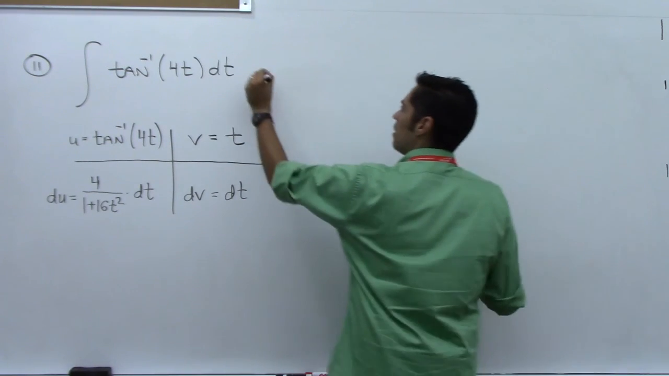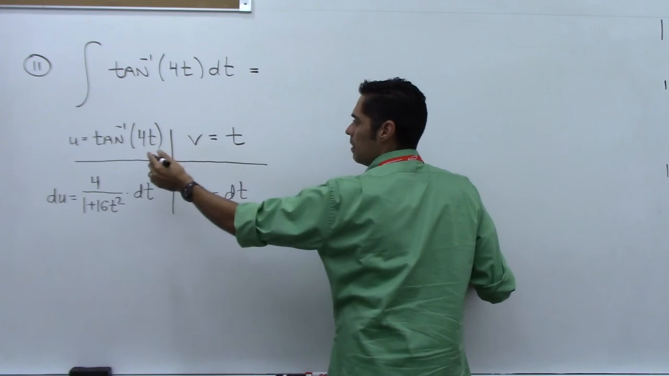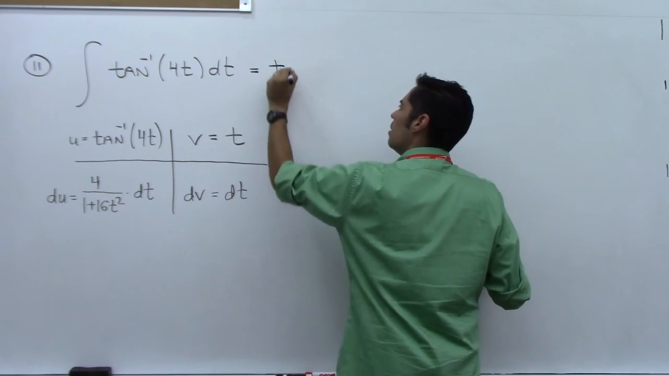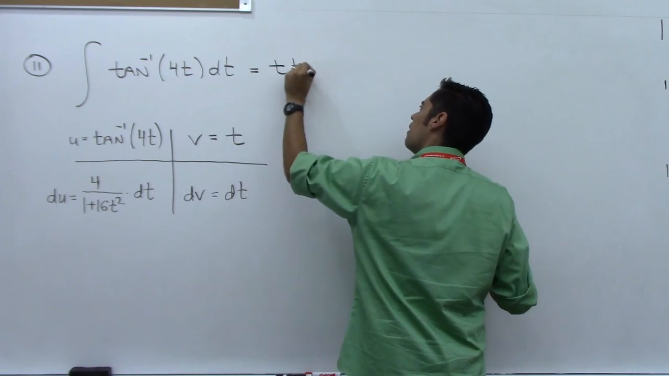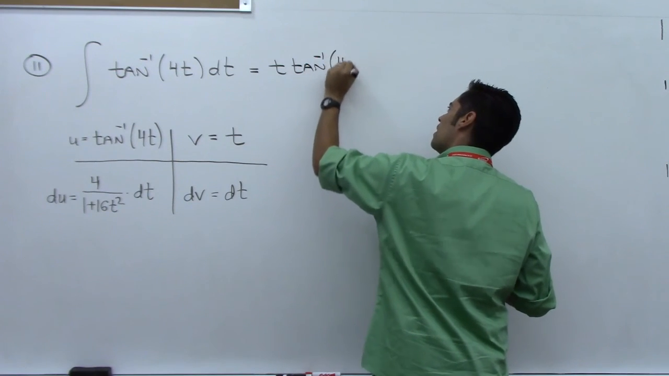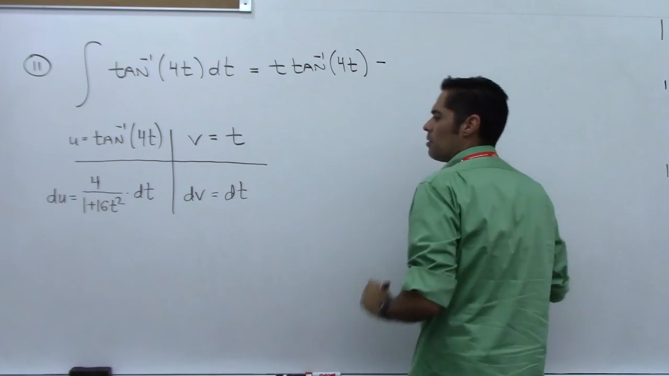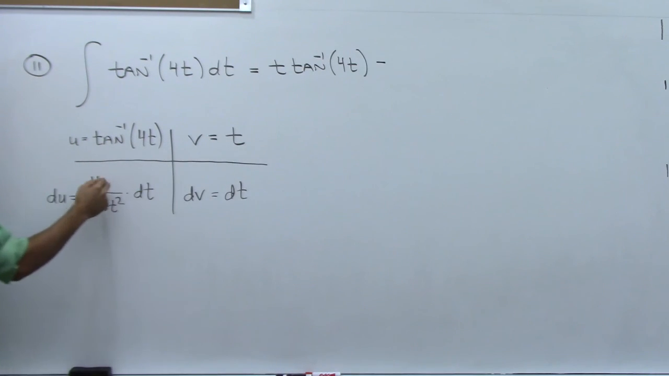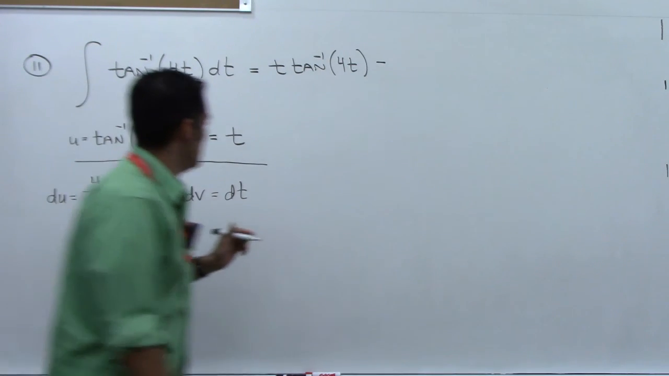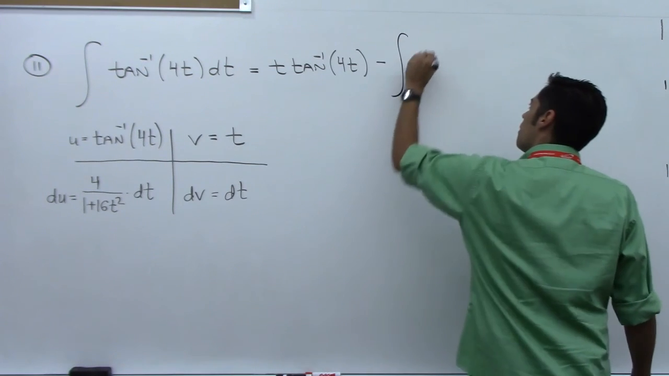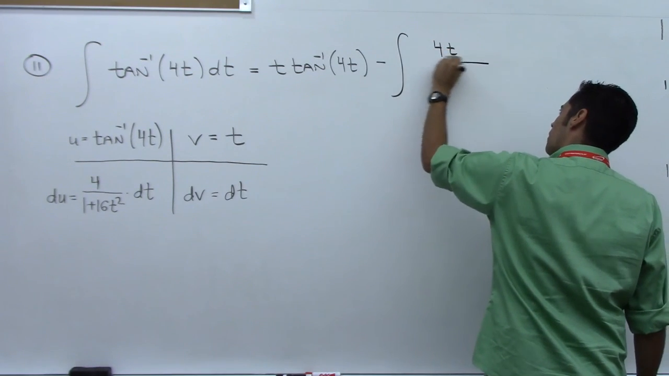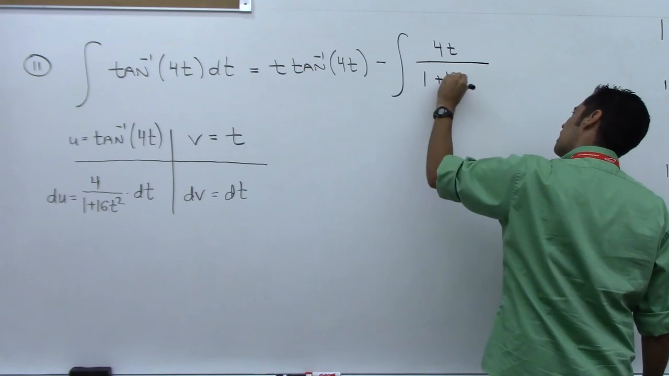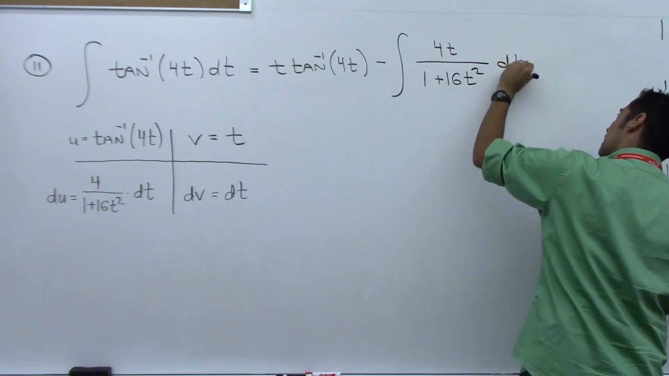And so this should become uv, which is going to be t arctan 4t minus integral voodoo. So voodoo is this times this. That t comes and hits this, becomes a 4t on top. So integral 4t on top over 1 plus 16t squared dt.